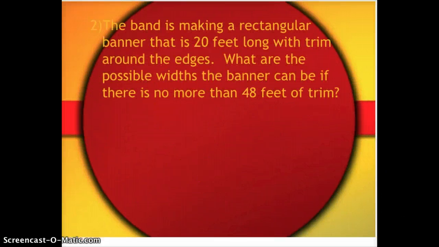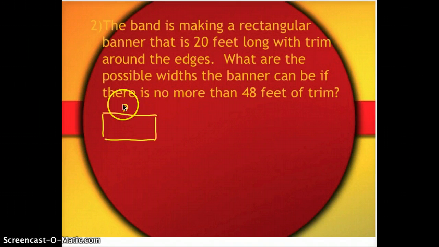All right, coloring here is a little off, sorry for that, but the band is making a rectangular banner that is 20 feet long with trim around the edges. What are the possible widths the banner can be if there's no more than 48 feet of trim? So it sounds like a geometry problem. I'm going to definitely draw a picture first to help me visualize what's going on here.